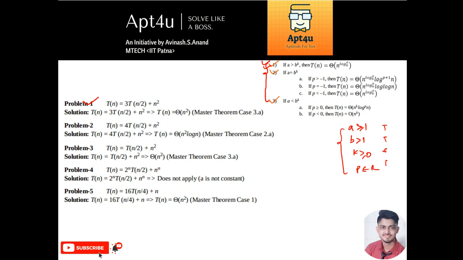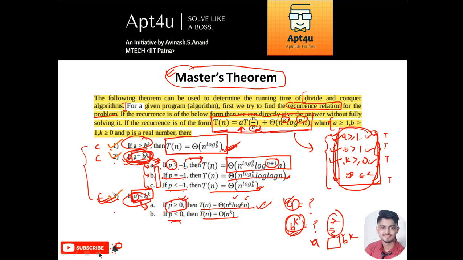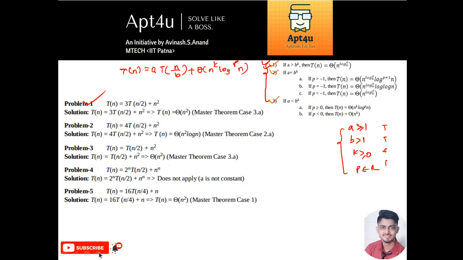Picking up a simple example, problem 1: T(n) = 3T(n/2) + n². We know that the general expression is T(n) = aT(n/b) + Θ(n^k log^p n), and the same thing I have written here, along with the constraints. So pick up this example.